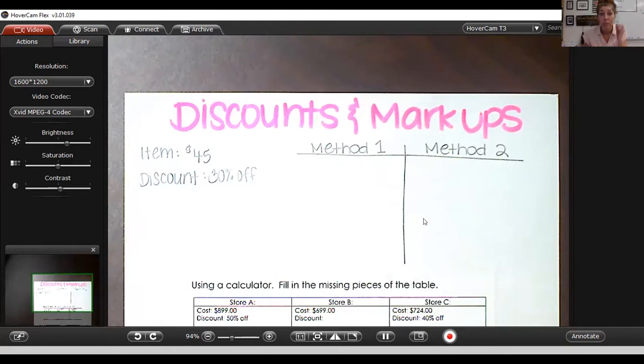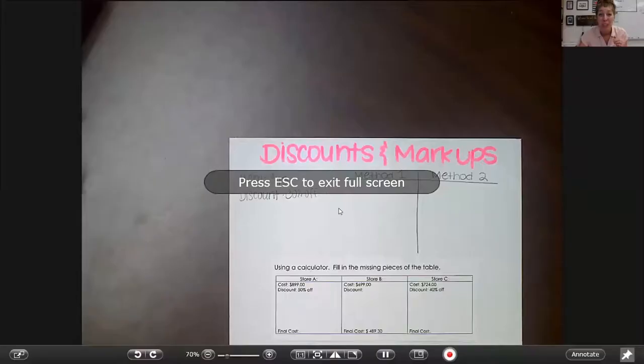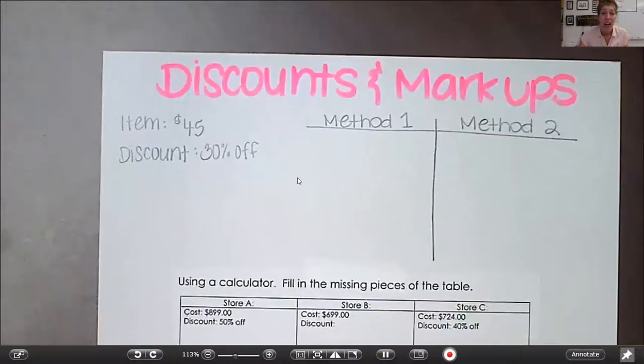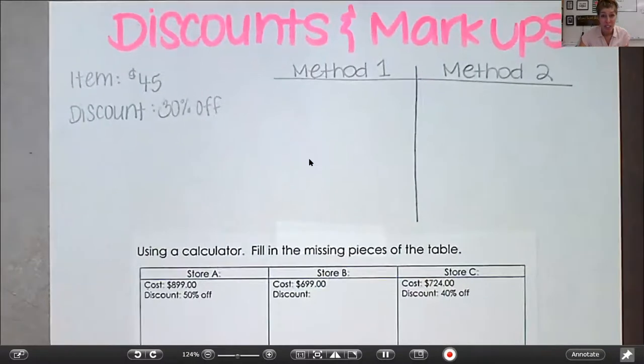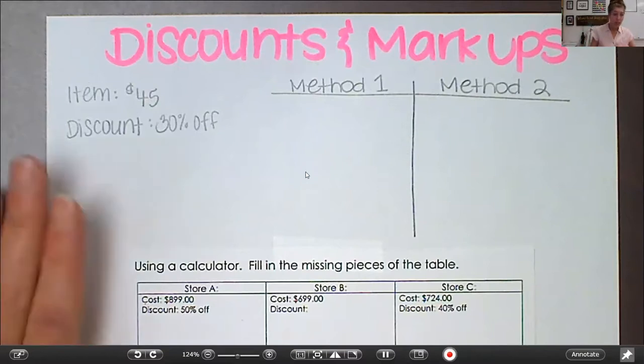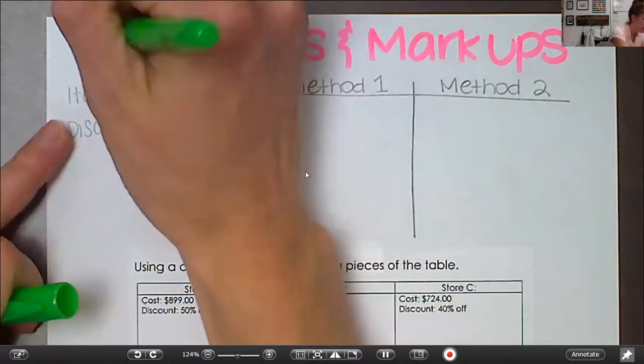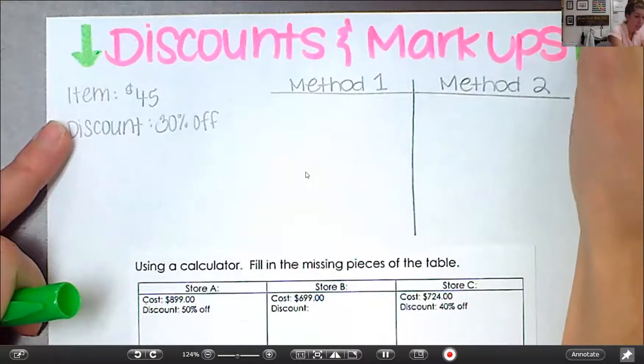Okay, so let me show you some strategies to solving discount problems after I tone down brightness. Now, good news, we aren't going to do anything different than what we did with percent change. We're going to find the change in the amount over the original, x over 100. It is just an application of that, either a decrease or an increase, okay?